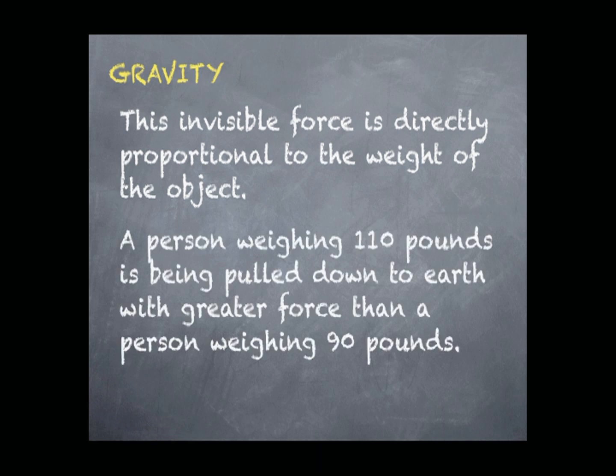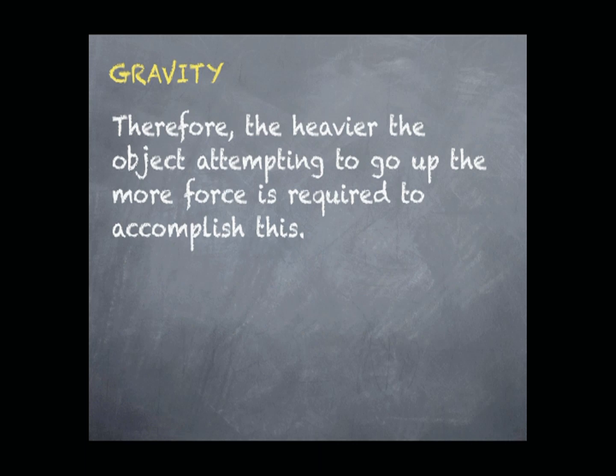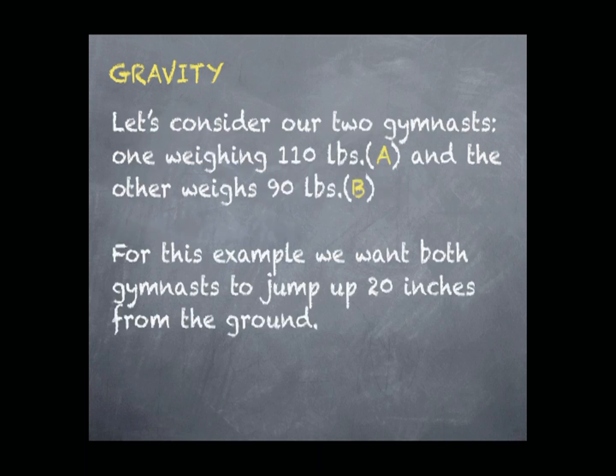However, in our sport, let's use this example. A person weighing 110 pounds is being pulled down to earth with greater force than a person weighing 90 pounds. Therefore, the heavier the object attempting to go up, the more force is required to accomplish this. So let's consider our two gymnasts. One weighs 110 pounds, we'll call that gymnast Gymnast A, and the other weighs 90 pounds, Gymnast B. For this example, we want both these gymnasts to jump up 20 inches from the ground.